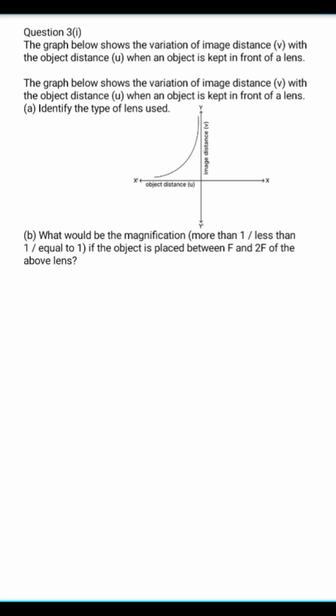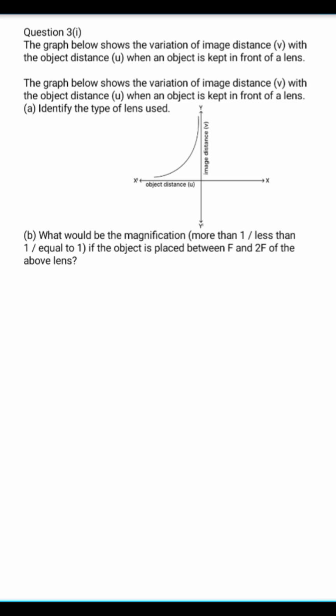The graph below shows the variation of image distance with the object distance when an object is placed in front of a lens. The graph has been repeated twice, okay, no worries. So there is a graph given here which represents the relationship between the object distance and the image distance for a particular lens. We have to identify the type of lens used, and also we have to say what would be the magnification if the object is placed between f and 2f of the above lens.